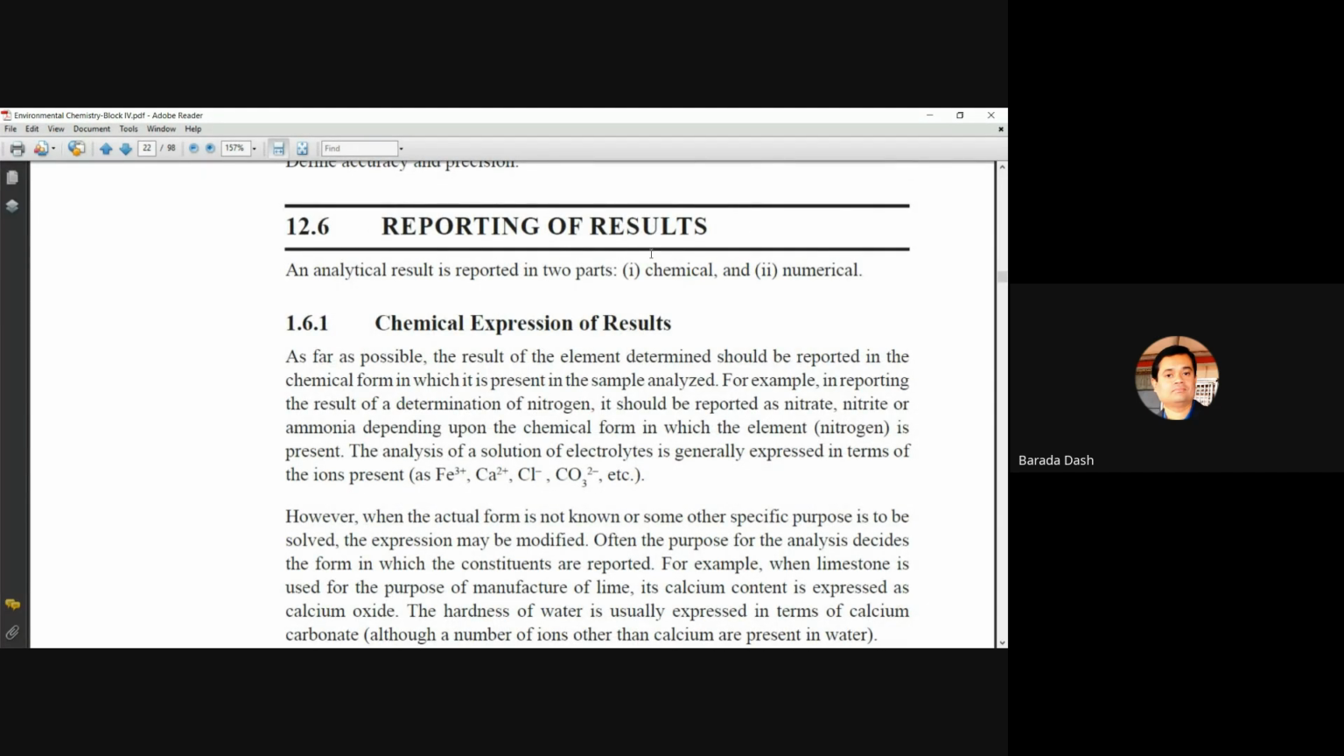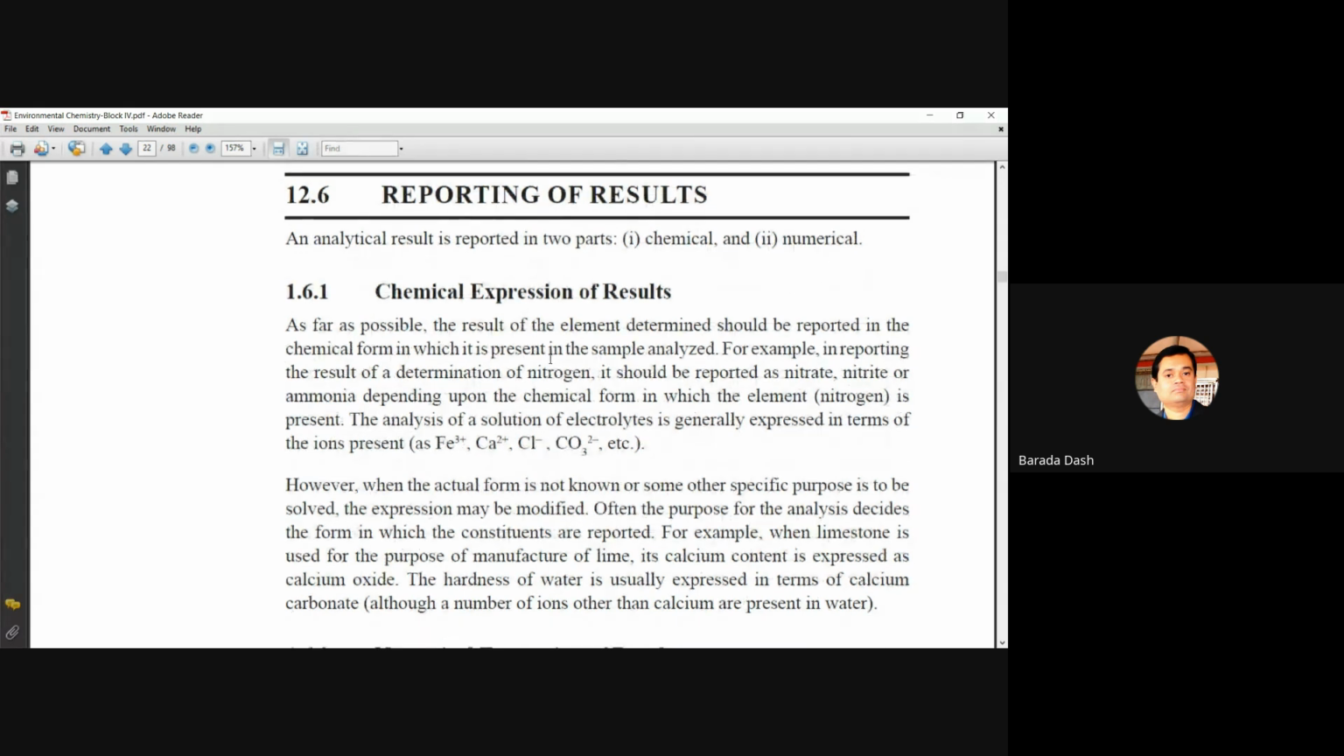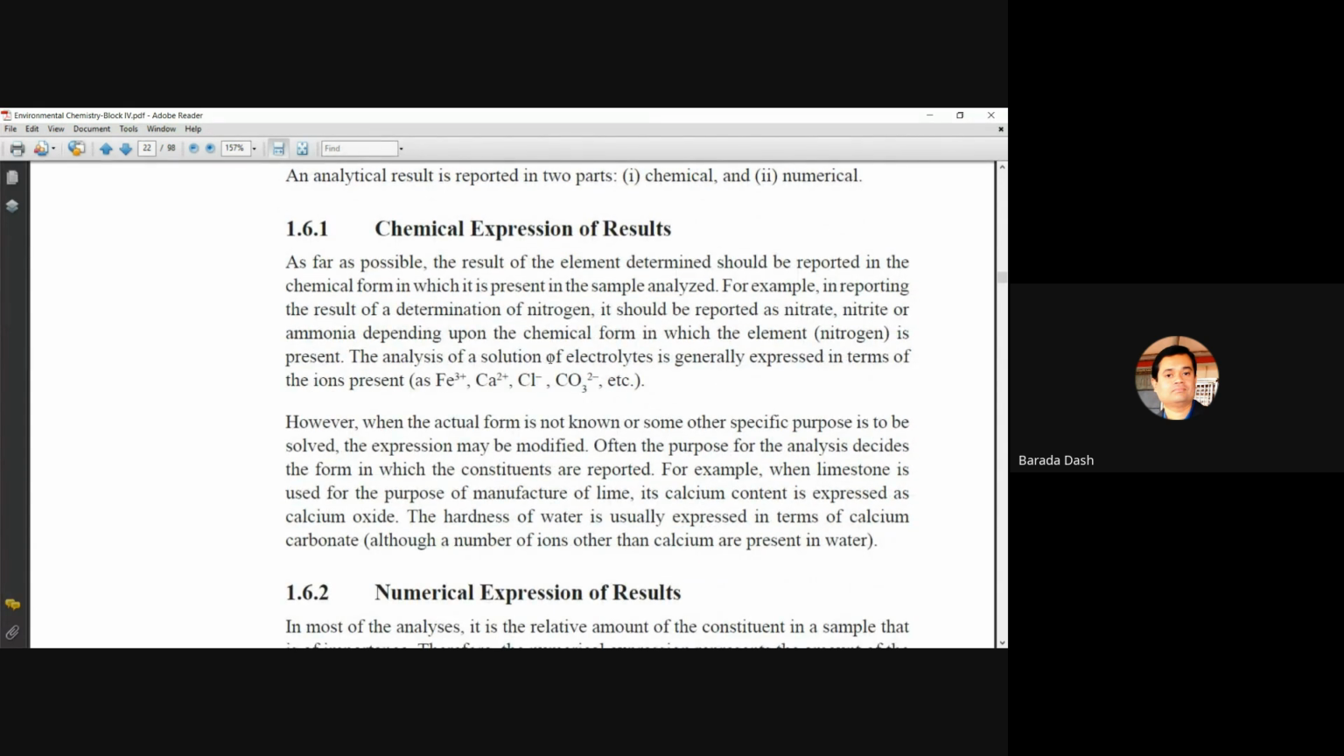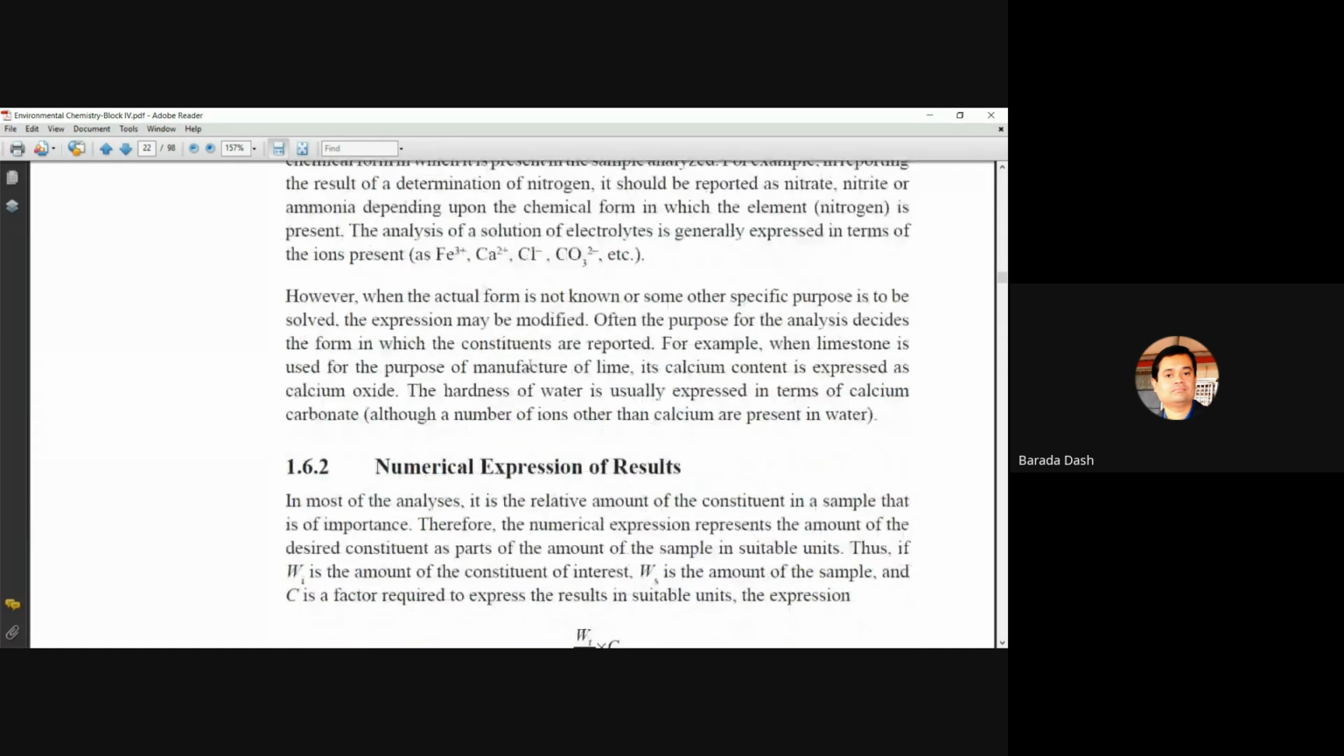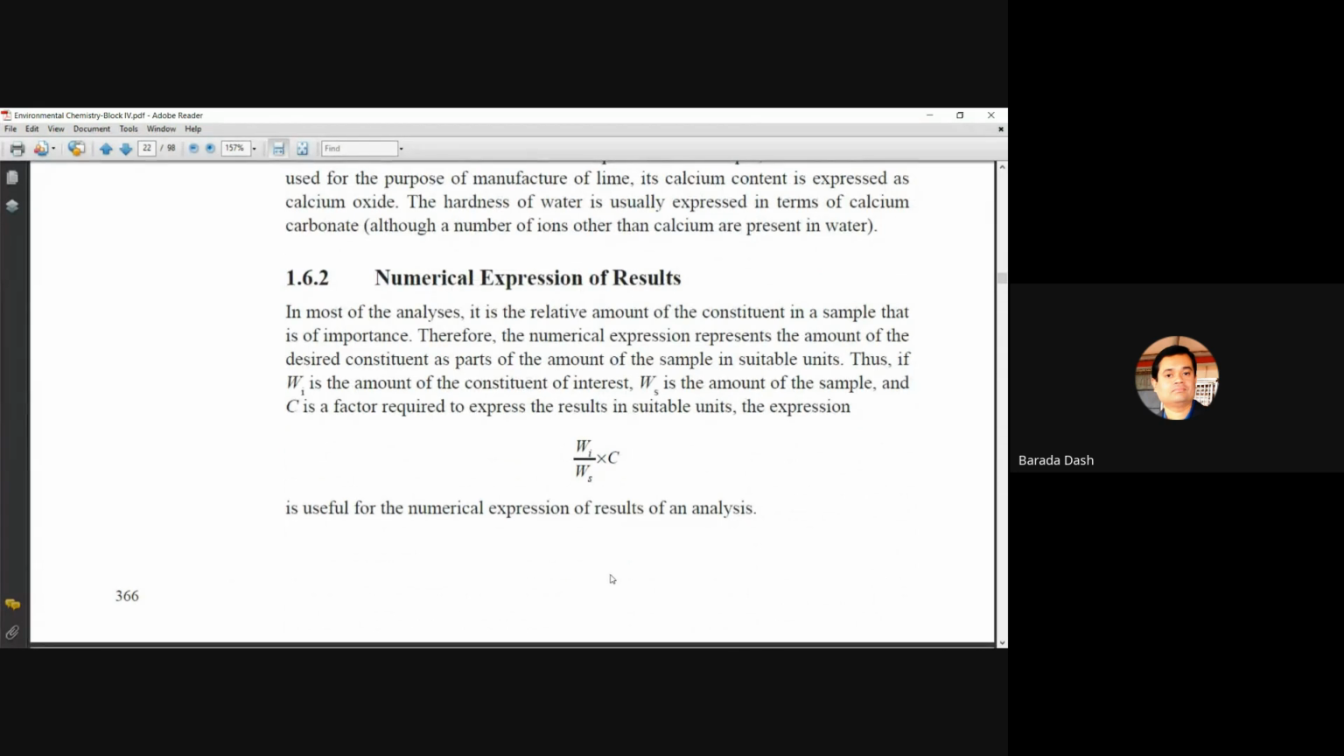How to report the results? An analytical result is reported in two parts: chemical and numerical. Chemical expression means what kind of element is present. Nitrogen is present, iron is present, calcium is present, chloride is present, or carbonate is present. So that is chemical expression. Numerical expression may be 1 ml, 5 ml, or numerical values in the data.